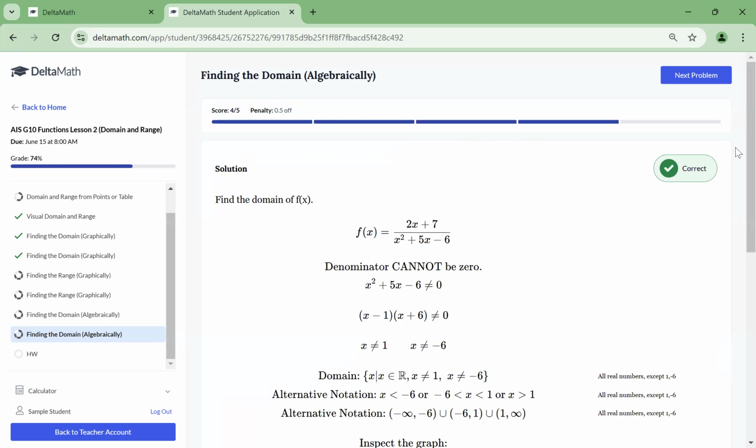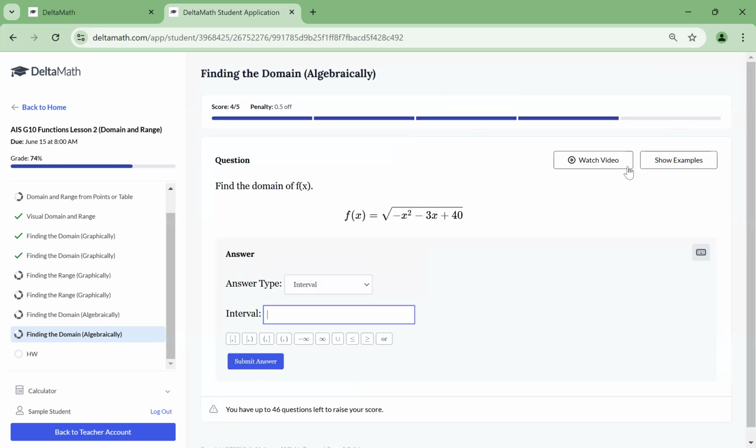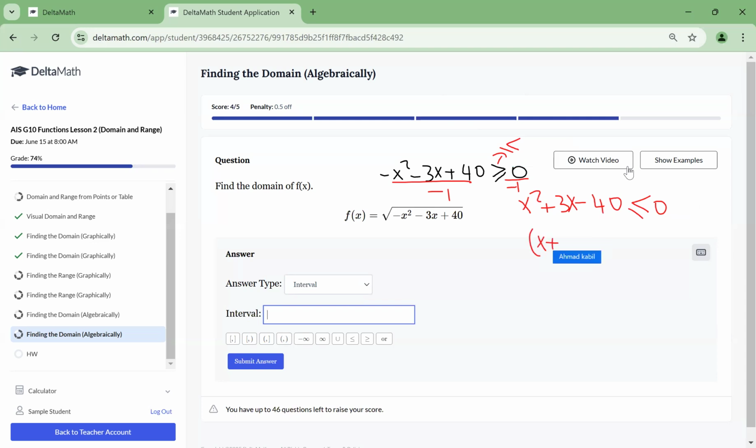Let's try one more. So this is similar to the stuff we did before, where we have -x squared minus 3x plus 40 greater than or equal to 0. So therefore, x squared plus 3x minus 40 is less than or equal to 0. So what I did here was I divided this by -1, I divided this by -1. So I had to change the inequality sign. So now we have (x plus 8)(x minus 5) less than or equal to 0.